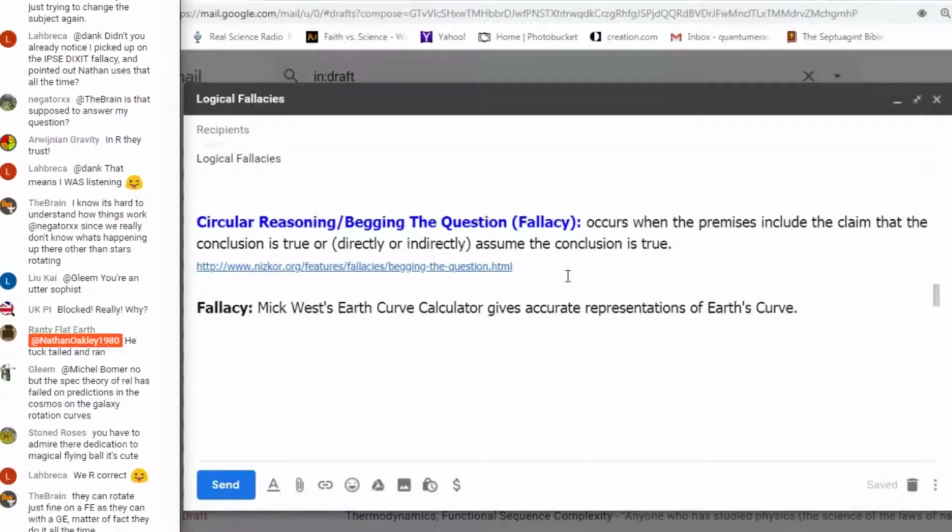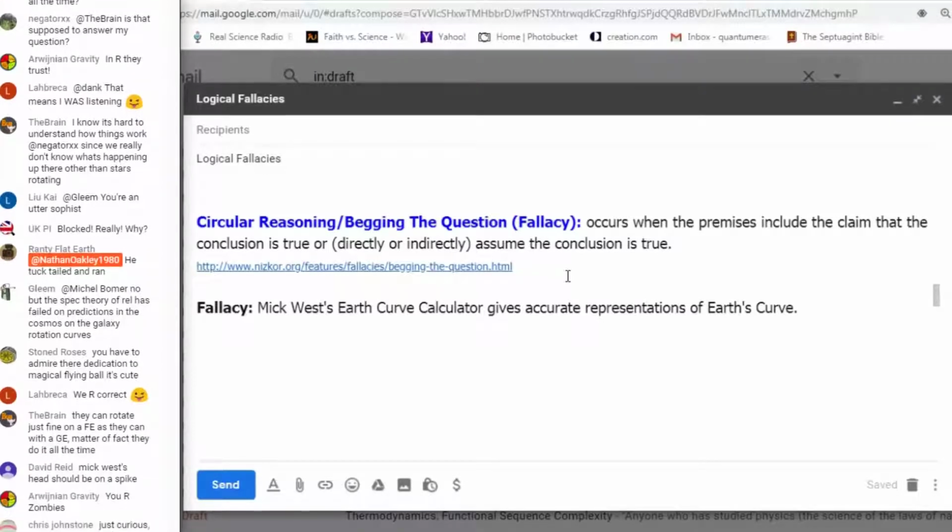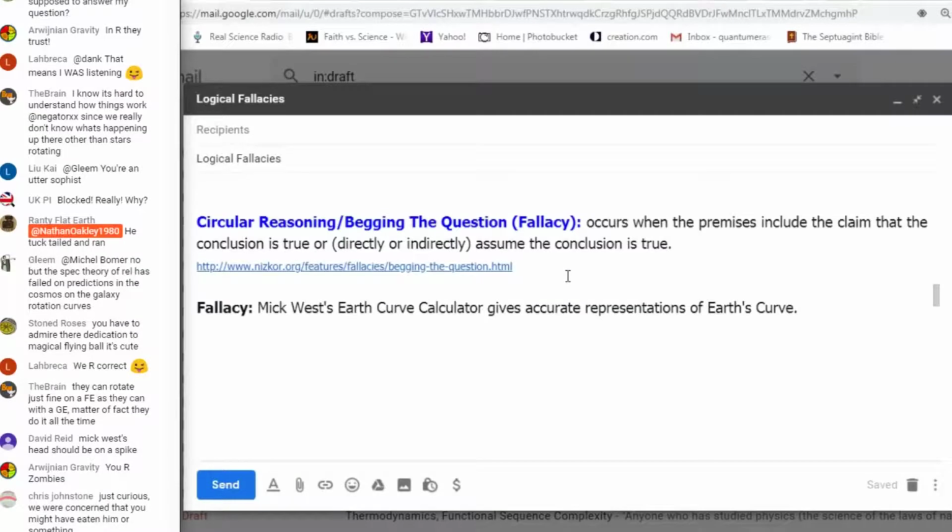The Earth's a sphere. Let's go to the Earth curve calculator. It's right in the title. Right? It begs the question right from Jump Street. So, okay, good. I think we're good.